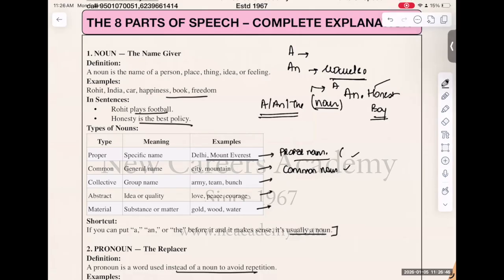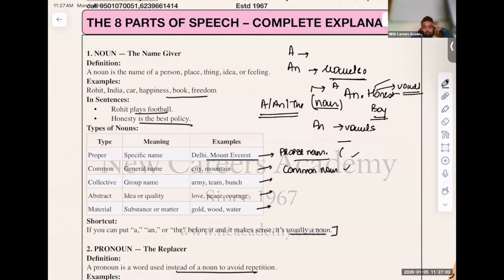Listen. Whichever word's first alphabet is silent, and the next alphabet is a vowel, then we use an. Any doubts with this? An is used in case of all vowels, and if the first alphabet is silent, the second alphabet should be a vowel, then we use an.